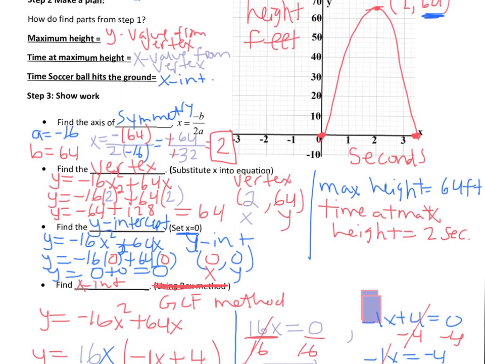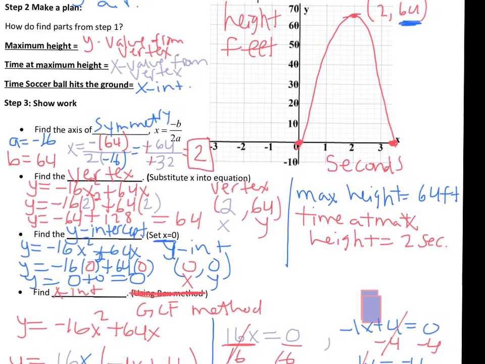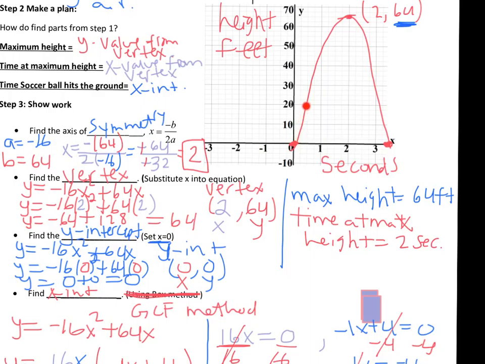And the last question asks us, when will the soccer ball hit the ground? As you can see, you start kicking the ball, and then it comes all the way down right here. This is where it hits the ground. It hits the ground at the point (4, 0). And we know that they're talking about time because they're asking how long until the ball hits the ground. And it will hit the ground at 4 seconds. So ball hits ground at 4 seconds.